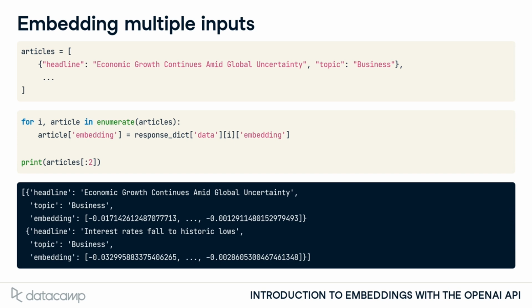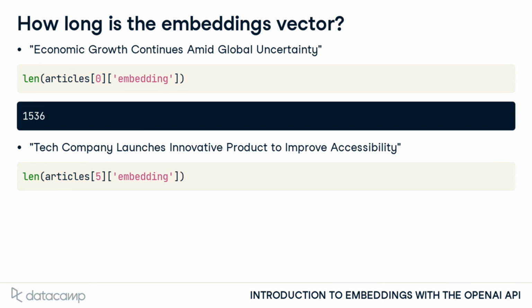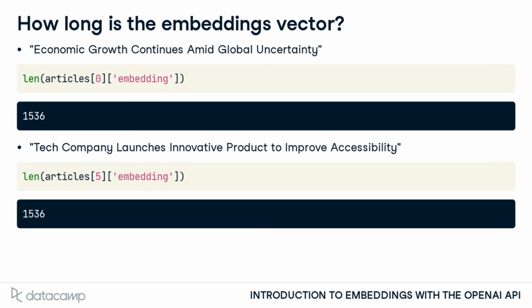Let's investigate these numbers more closely. For the first article in the list, the embeddings model returned 1,536 numbers representing the semantic meaning of its headline, or in other words, its position or vector in the vector space. Let's take a look at another longer headline. We get 1536 numbers again. This is a key property of OpenAI's embedding models. They always return 1536 numbers, no matter the input.